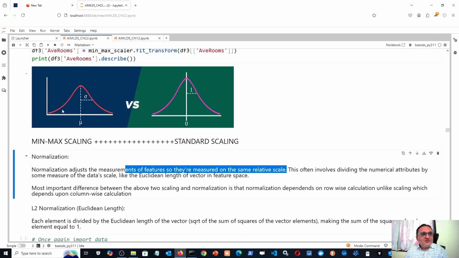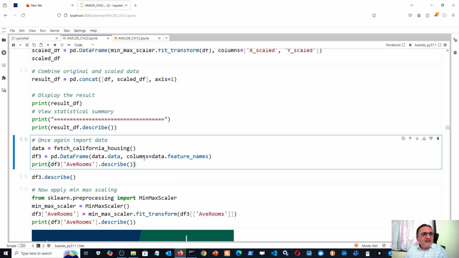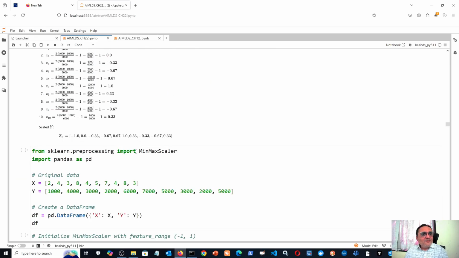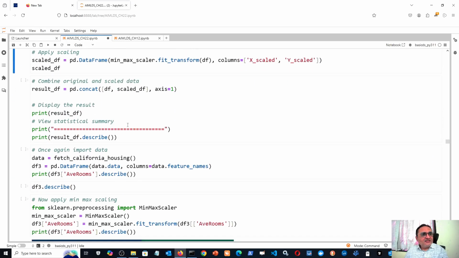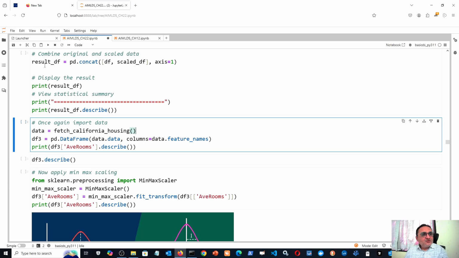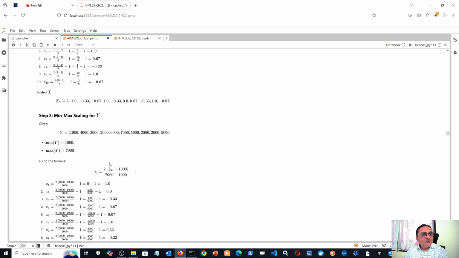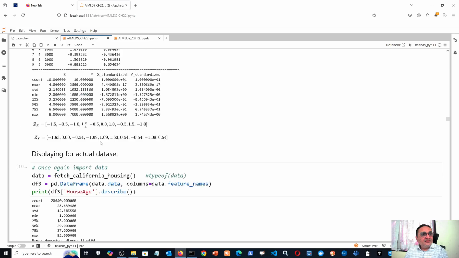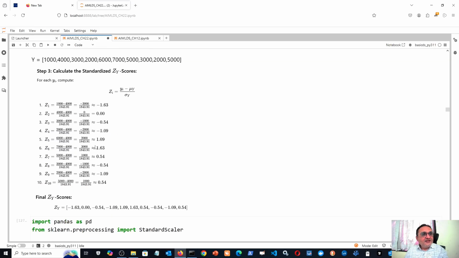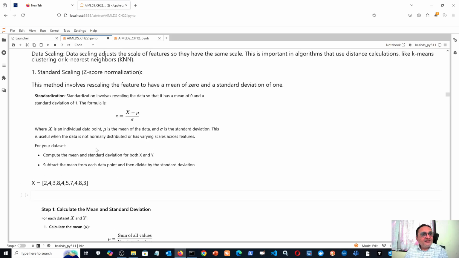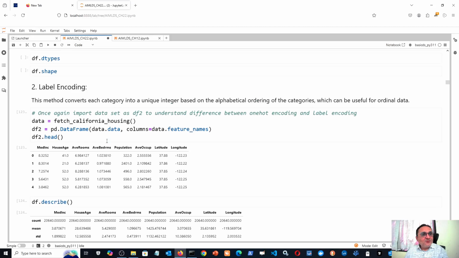Now this looks like min-max scaling or standard scaling, because if you remember, in min-max scaling we imported these libraries, and this is my data frame, not this one, but rather the California data I want to talk about. And fetch California housing I will have to import earlier, from the sklearn library, okay? So it was imported far earlier.